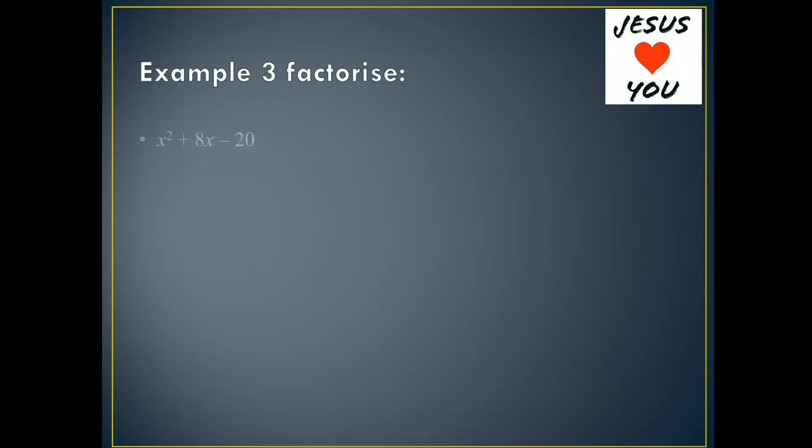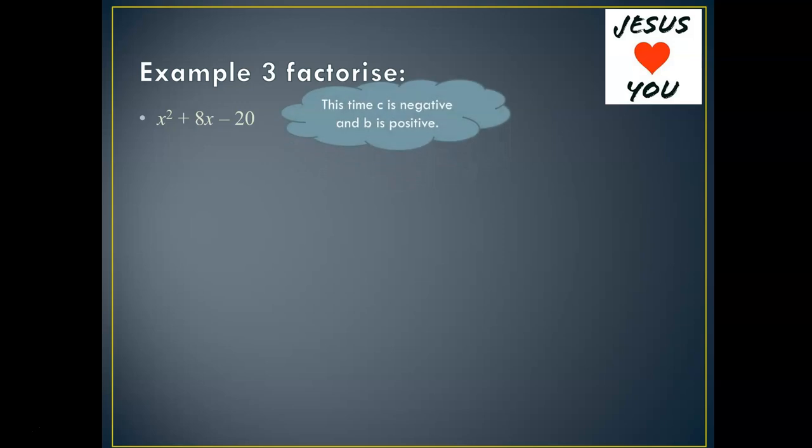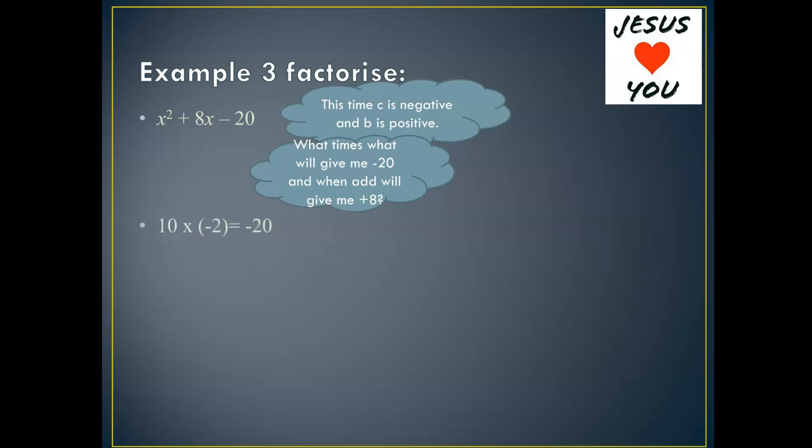Final example, factorize x squared plus 8x minus 20. This time c is negative and b is positive. What times what will give me negative 20, and when added will give me positive 8? 10 and negative 2.